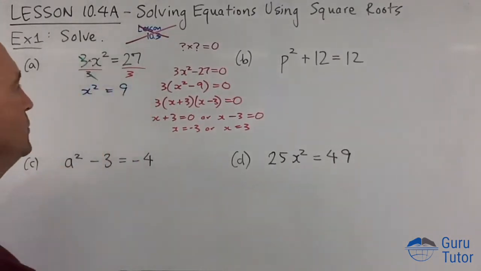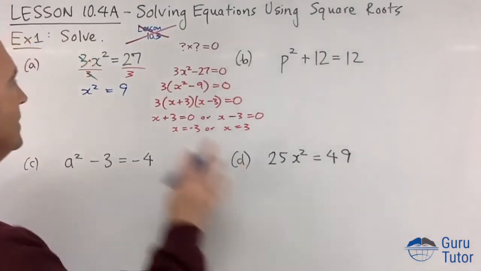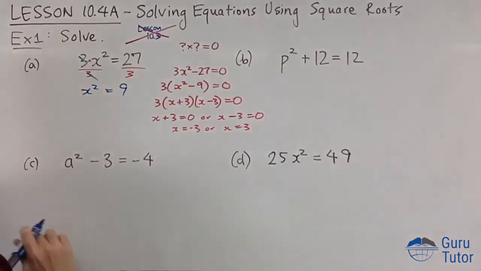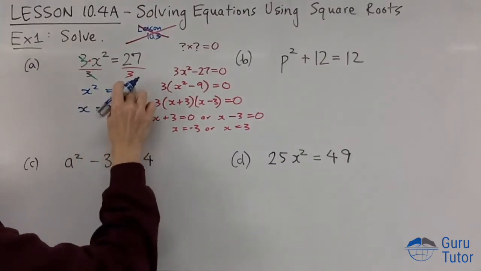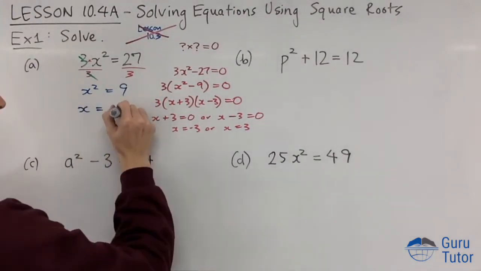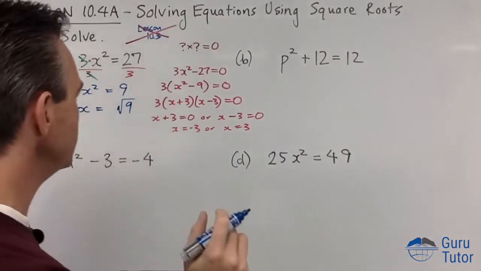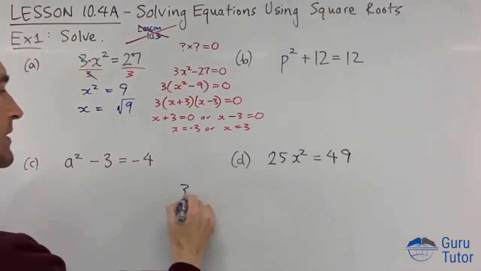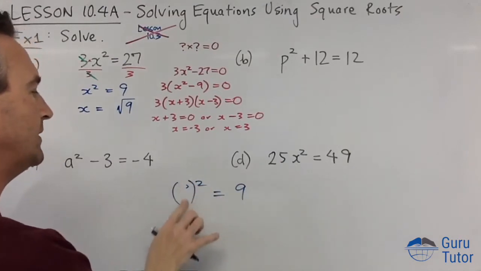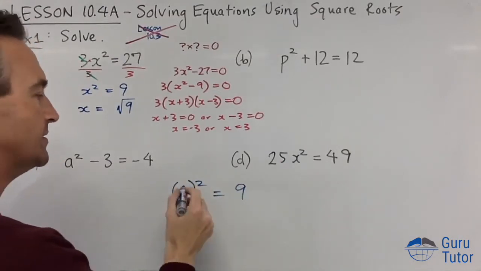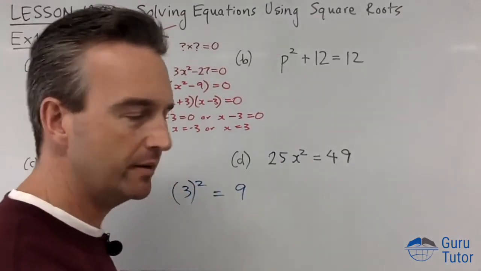And then we have this new magic step. What we do is we take the square root of both sides. If I square root x squared, I'm just going to be left with x. And then if I square root this, I'm going to end up with radical 9. But if I have something squared equals 9, what can go in here? 3 works. Does anything else work?